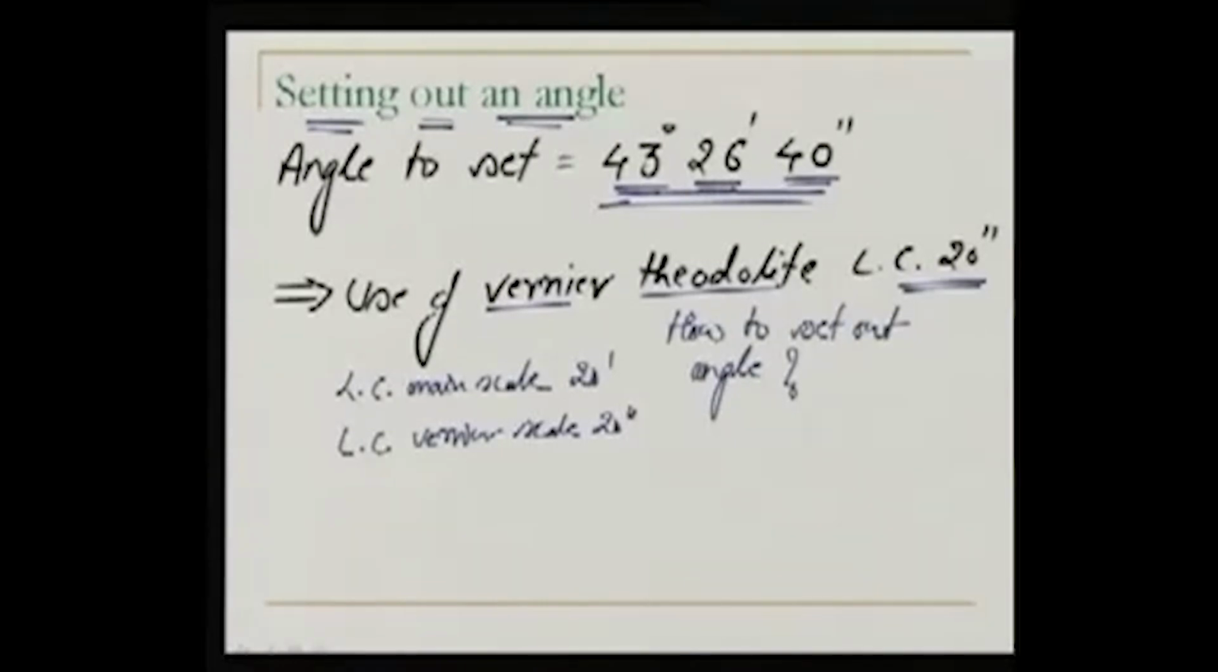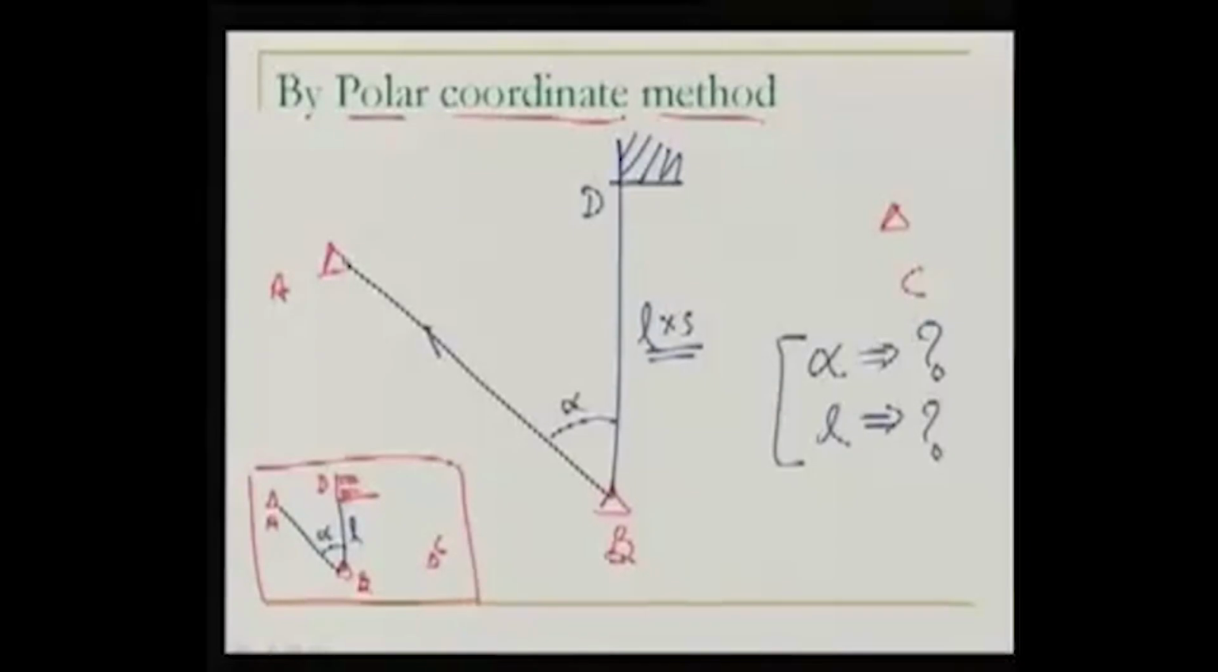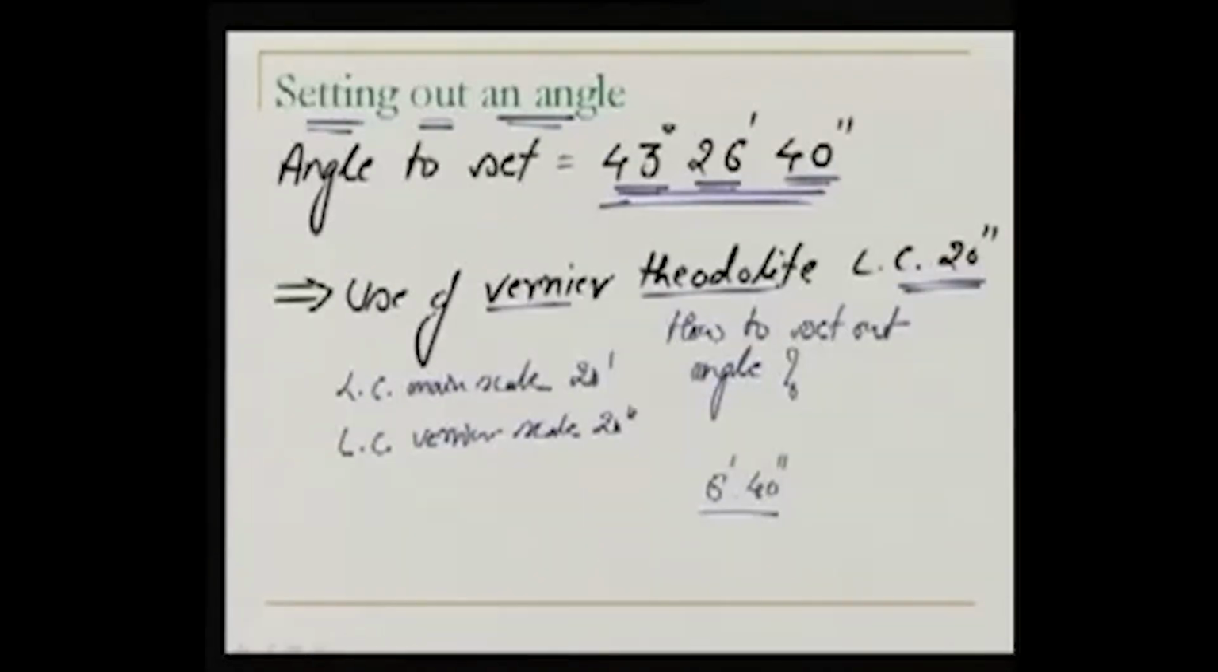So the procedure for this is, first of all, we look through the eyepiece, and in our vernier, we will set out an angle of 6 minutes and 40 seconds. So this is the angle which is set out in the vernier. Initially, in this problem, when we are looking in this direction, the reading is 0, 0, 0. And now we set out in our vernier 6 minutes and 40 seconds.